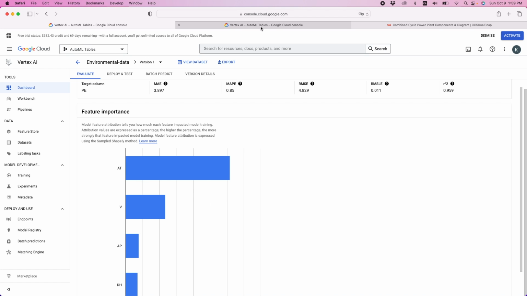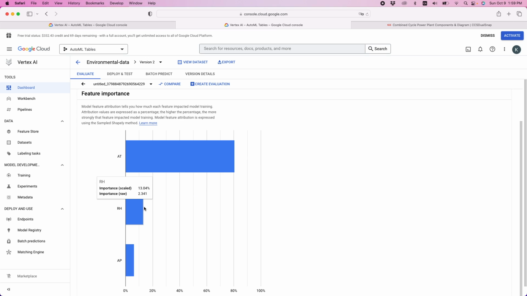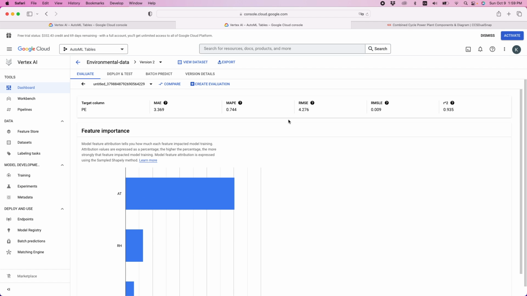For that reason, I believe that the model with three variables, which includes ambient temperature, relative humidity, and ambient pressure, will generate better predictions with smaller errors.